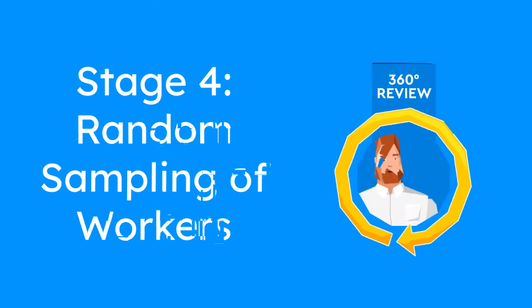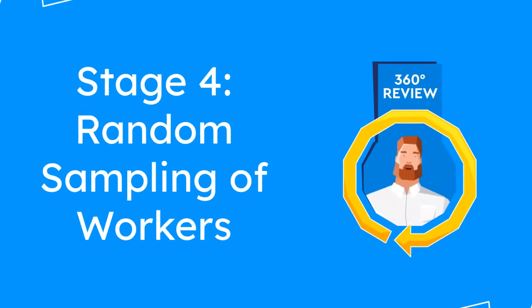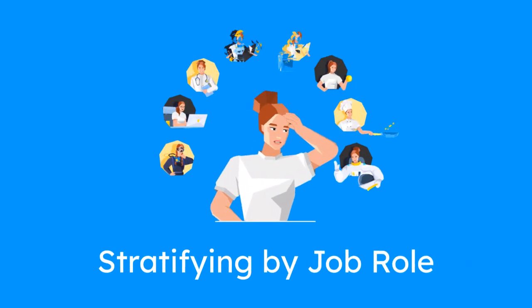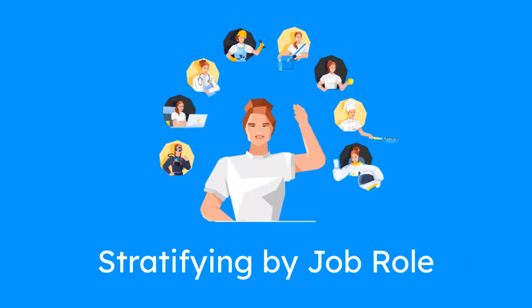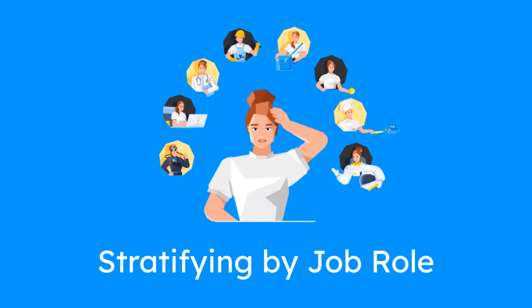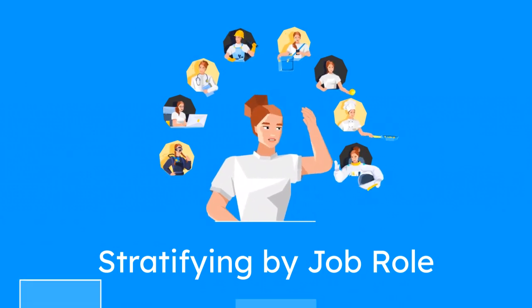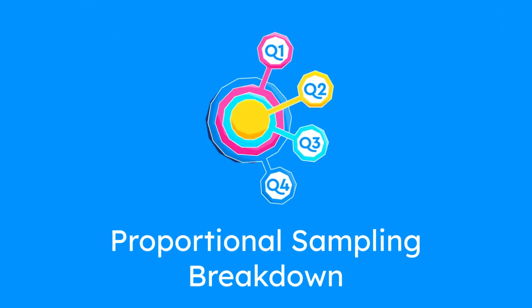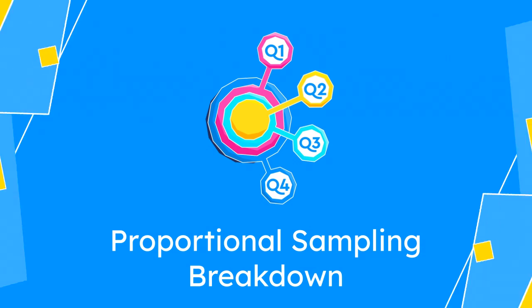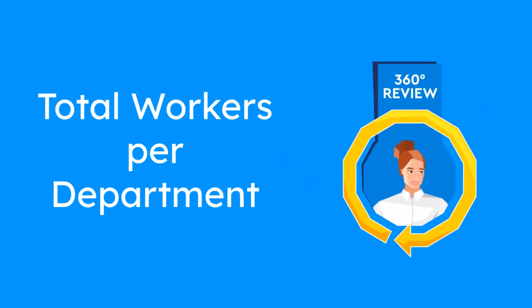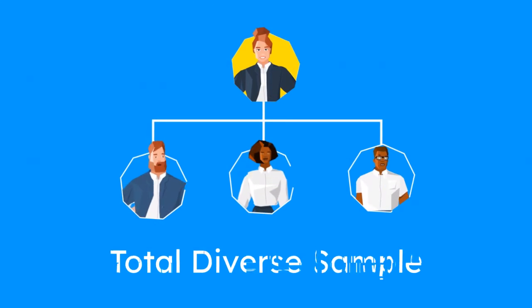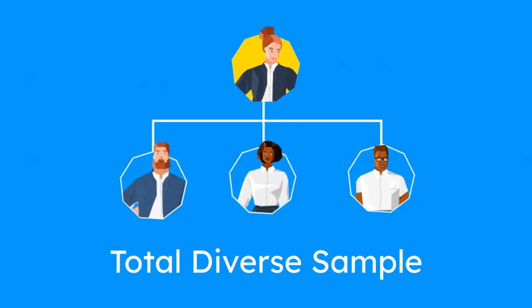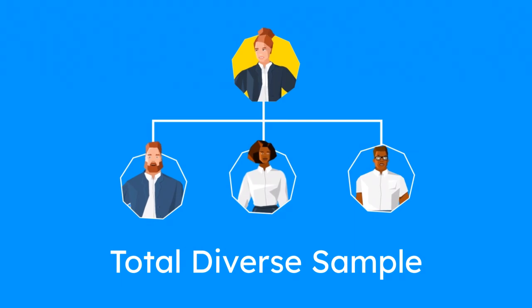Stage 4, random sampling of healthcare workers by cadre. In each selected department, we stratify again by job role: consultants, residents, house officers, nurses, and allied health professionals. We sample proportionally, like 5 consultants, 10 residents, 5 house officers, 15 nurses, 5 allied professionals. That's 40 workers per department. Multiply that by 4 departments and 9 hospitals, and you get about 1,440 healthcare workers, a powerful, diverse sample.